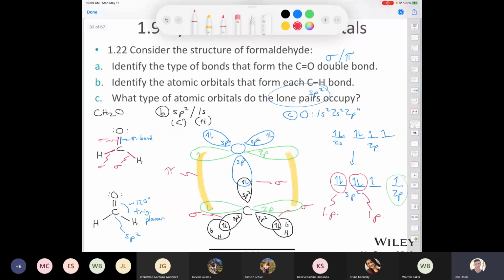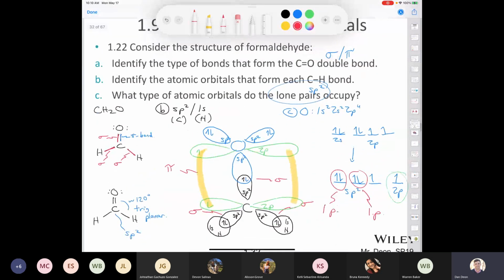So the answer is the bonds that make up the carbon-oxygen double bond are a sigma and a pi. The types of orbitals that form each carbon-hydrogen bond are an sp2 from the carbon, that's a hybridized orbital, and a 1s from the hydrogen, which cannot hybridize. And what type of atomic orbitals are the lone pairs on the oxygen in? Right, these lone pairs, there's 2 of them here, they're both in sp2 orbitals, hybrid orbitals, but they're paired up. And there you go, there's the orbital overlap diagram for formaldehyde.